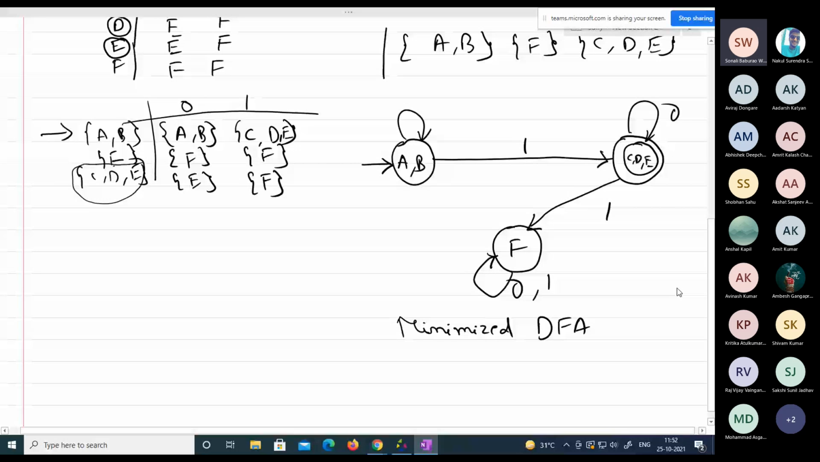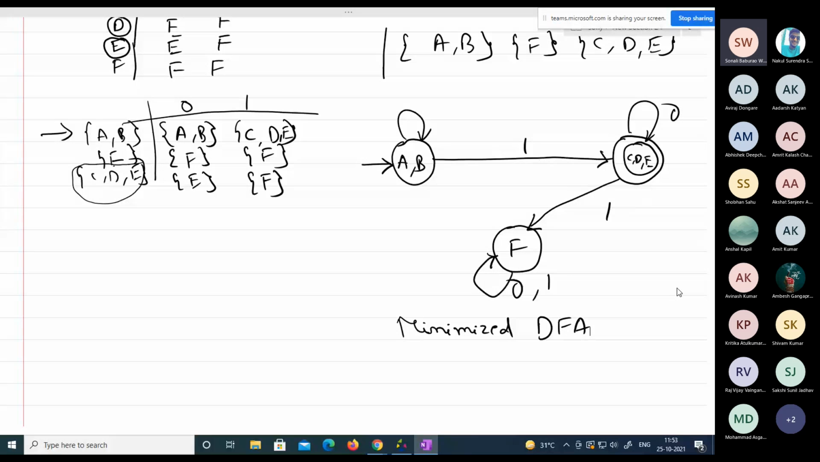So now just draw this DFA. This is our NFA to DFA. Have we seen that or no? Yes, ma'am, we have seen. Okay, I think we had taken 2 examples on that.